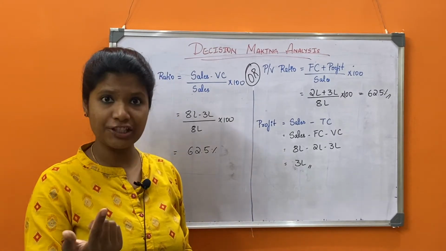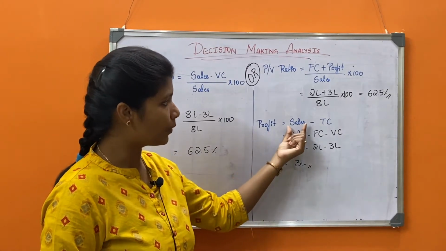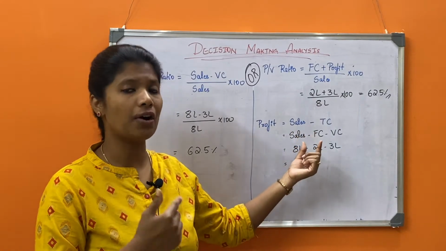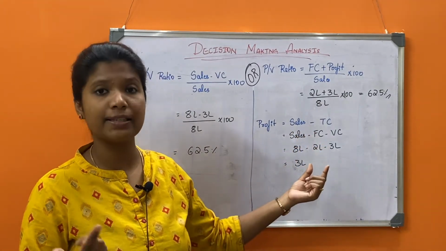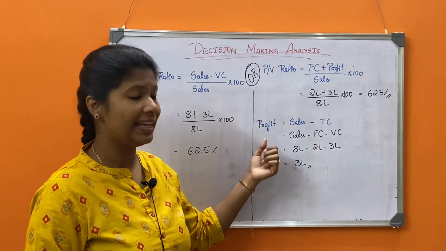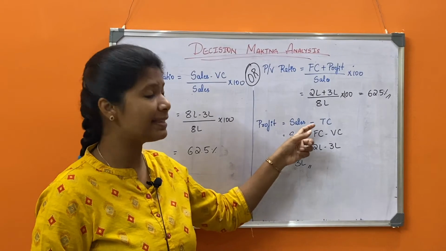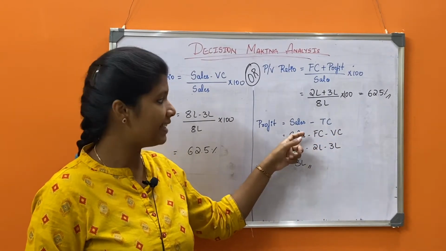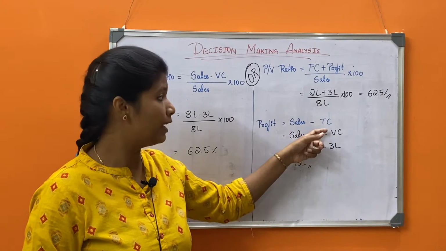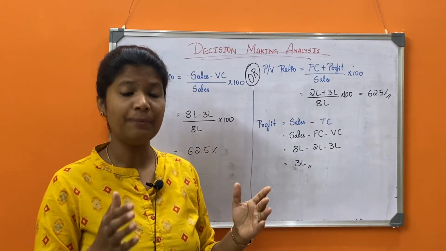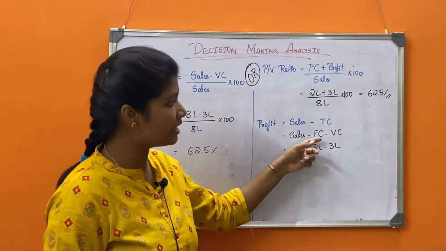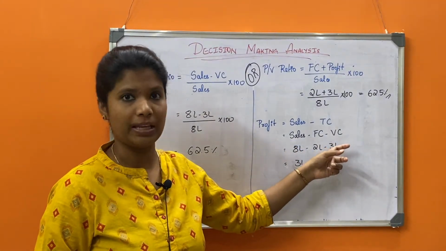So if we can interchange that formula, right? What was that I told? Selling price or sales equals total cost plus profit. If I interchange, because I need to find out profit, the formula will be sales minus your total cost. Is sales given? Yes. Is the total cost given? Yes. Total cost consists of what? Fixed cost and variable cost. So sales minus fixed cost minus variable cost.